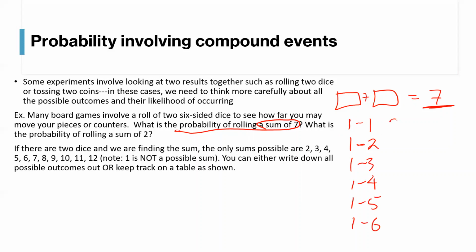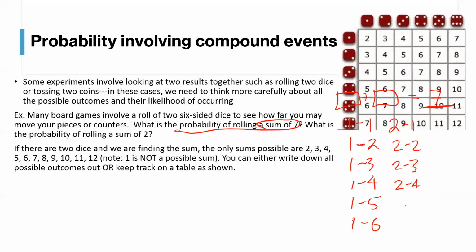Okay, well now let's do the next one. Now let's do 2. 2 and 1, 2 and 2, 2 and 3, 2 and 4, and so on. I'm not going to complete this all for you, but essentially you can list them all out. Or there's probably a better way to do this, which is to track it through a table. What you're going to notice is that it almost looks like a multiplication table. You're matching up all the possible outcomes together.